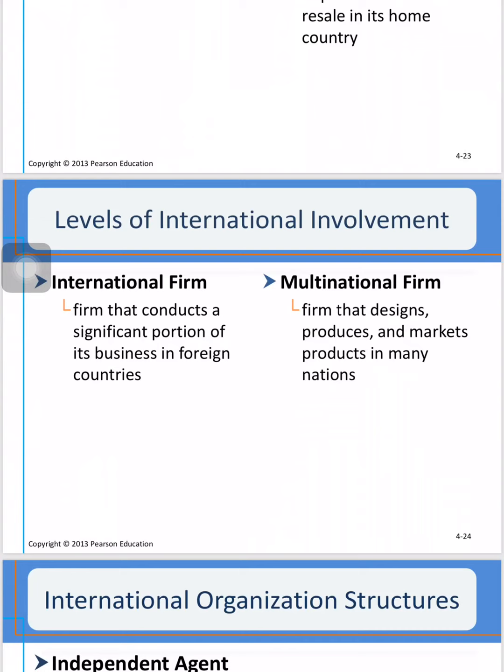Okay, international firm. I will explain one by one. An international firm conducts a significant portion of its business in foreign countries. This is where you can find them selling their products, with portions of the business in foreign countries. A multinational firm is a firm that designs, produces, and markets products in many nations. Example, you can see in your textbook.